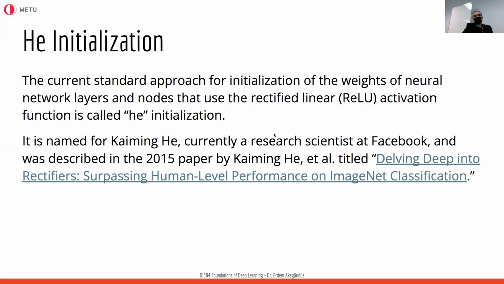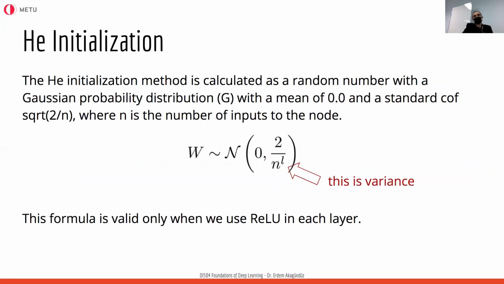In He initialization, which is specifically designed for ReLU, we have a different type of initialization where we use a Gaussian, normal distribution. You draw random values for the weights where the distribution is Gaussian, zero-centered, and the standard deviation is the square root of 2 over the number of inputs. And the variance is the square of it. So I don't have to tell you more; that's how you initialize it. And in his paper, he proves that this is a better way to initialize for ReLU.